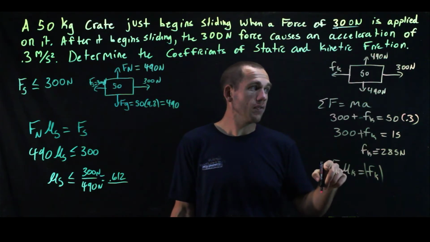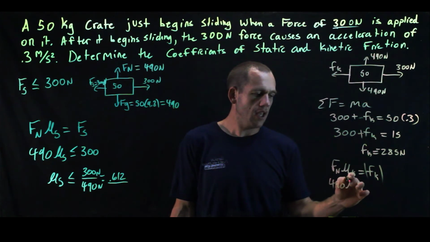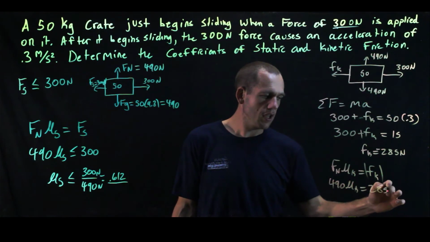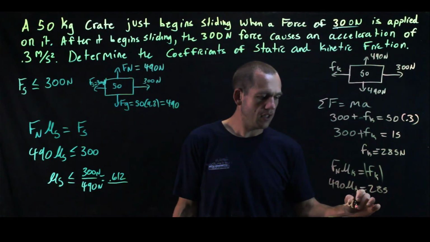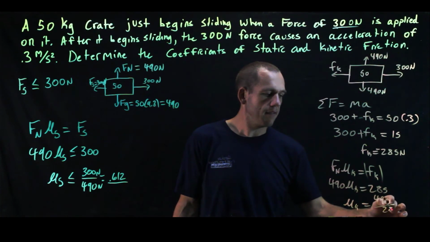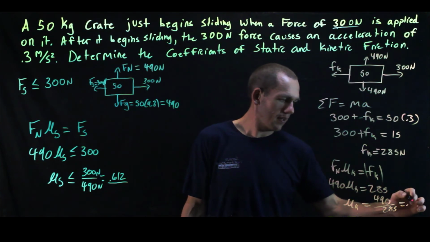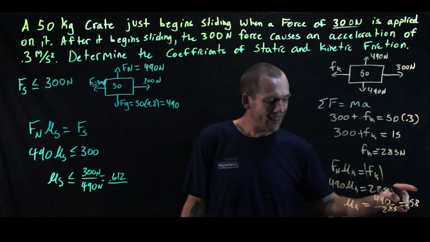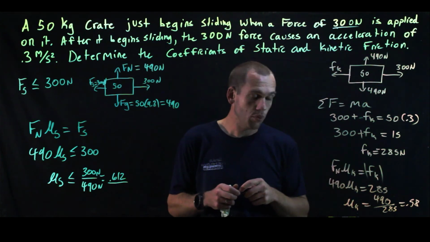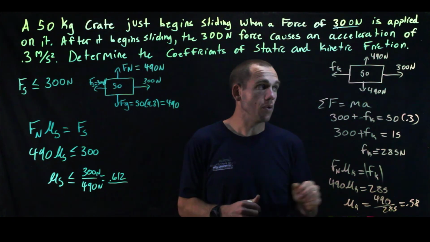And so now my normal force hasn't changed. I still have 490. Mu k is what I'm looking for. Fk is 285 newtons, and so the coefficient of kinetic friction is 285 divided by 490, which equals, I think, about 0.58. Okay. You'll notice that this is a little bit less than our coefficient of static friction, which we expect. Kinetic friction is a little bit less than static friction for most surfaces.